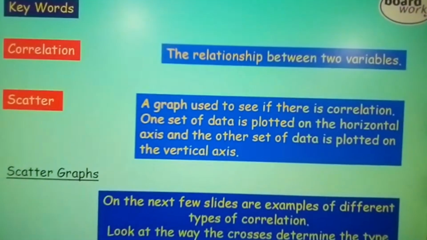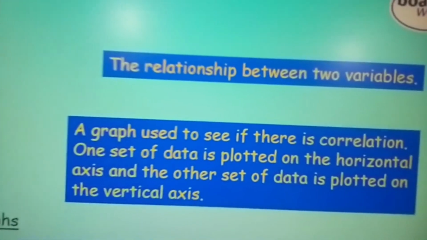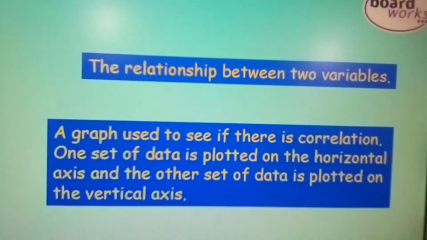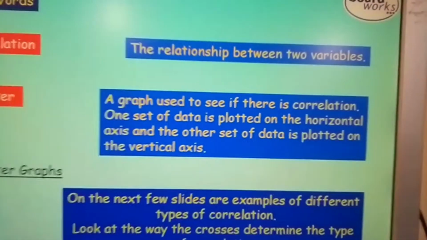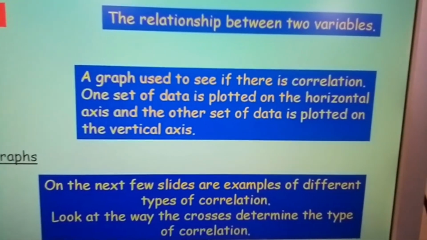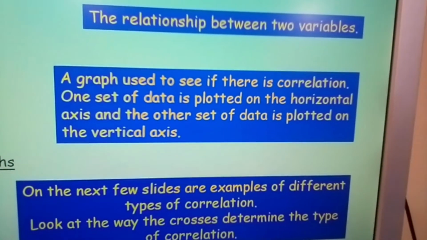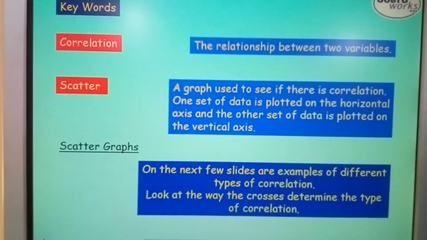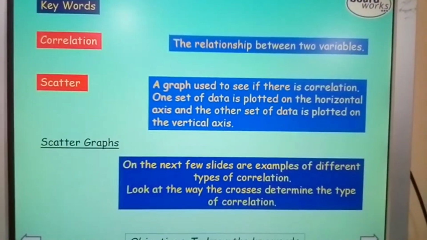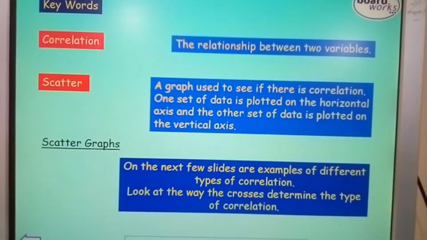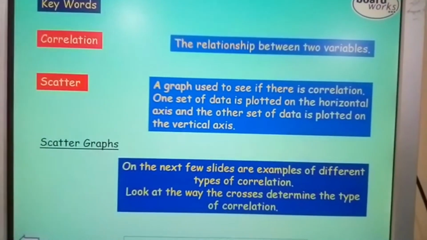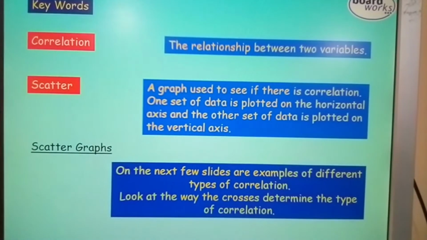Let me just make sure you can see this in full. Let me just pan back a bit, make sure we have it in full screen. On the next few slides are examples of different correlations. You'll see them coming up in a moment.